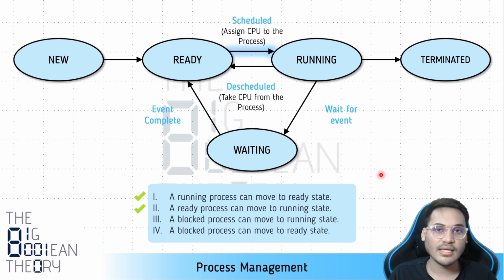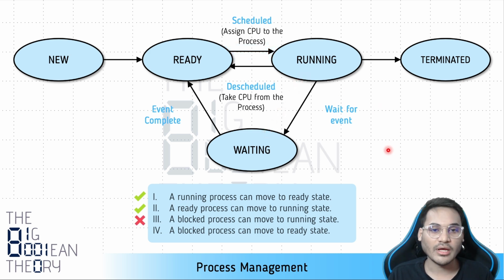So let us look at the next statement. It says that a blocked process can move to running state. So it is asking whether a process which is in the waiting or blocked state can directly go to the running state. If you look at the process state diagram, there is no direct transition from the waiting to the running state. So this statement is actually false.